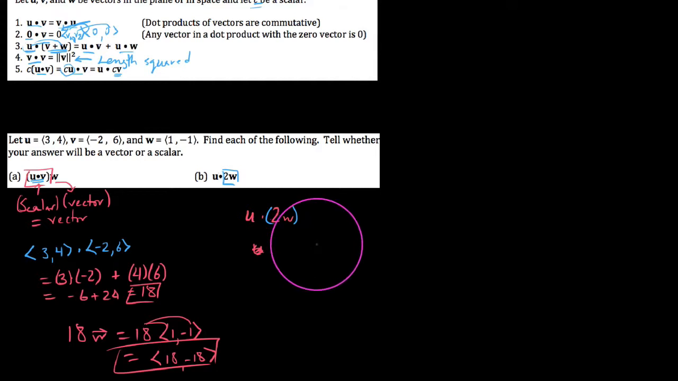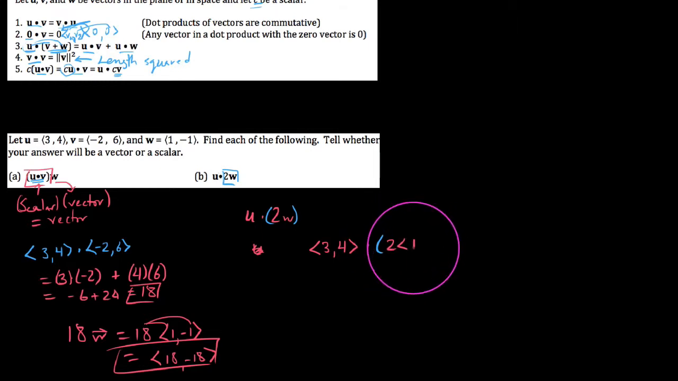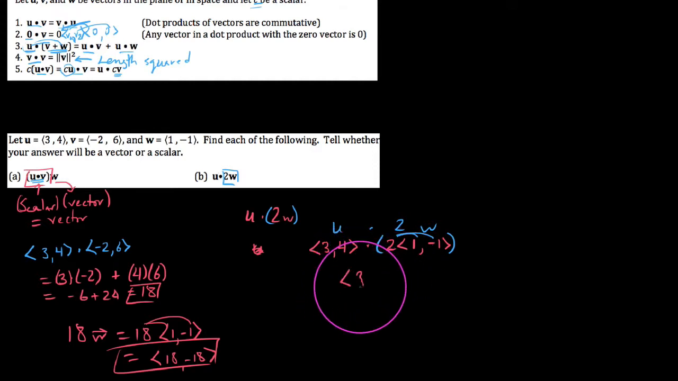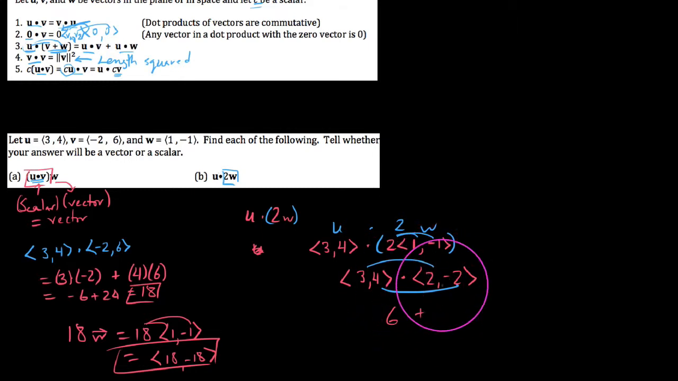Actually, let's write this out here. We say u, so 3 comma 4, in a dot product with 2 times w. Now w is 1 comma negative 1. So all written out, this is our u in a dot product with 2 times w. We're going to start with the 2 here. So we get 3 comma 4, always do that on the outside, in a dot product with now 2 comma negative 2. And now it's just a dot product. We multiply the x and y components. We say 3 times 2 is 6, plus now 4 times negative 2 is negative 8. And so we get negative 2.